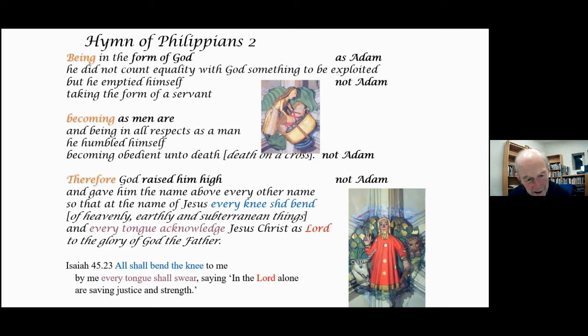Now, a little bit of explaining the additions. So to the glory of God the Father, I think, is Paul's addition. Certainly, the fourth line of that third stanza, of heavenly, earthly, and subterranean things, is a Pauline addition. That's a phrase that he uses fairly frequently, meaning detailing everything. And then in the second stanza, death on a cross spoils the rhythm after becoming obedient unto death. Paul adds death on a cross because he teaches so much about the cross. So that is the hymn of Philippians.